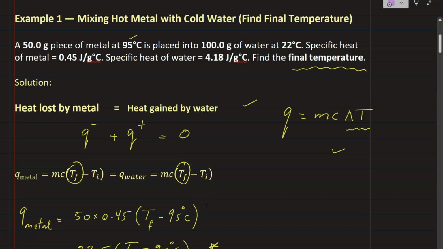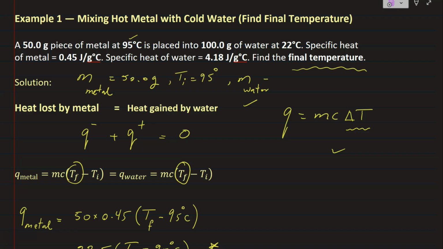We may want to write what is given to us. That's the mass of the metal, given as 50.0 grams, and we have T initial for the metal as 95 degrees. Then we have the mass of the water as 100.0 grams, and T initial of water is 22 degrees Celsius. We also have the specific heat capacity for each one, and we can write it up.